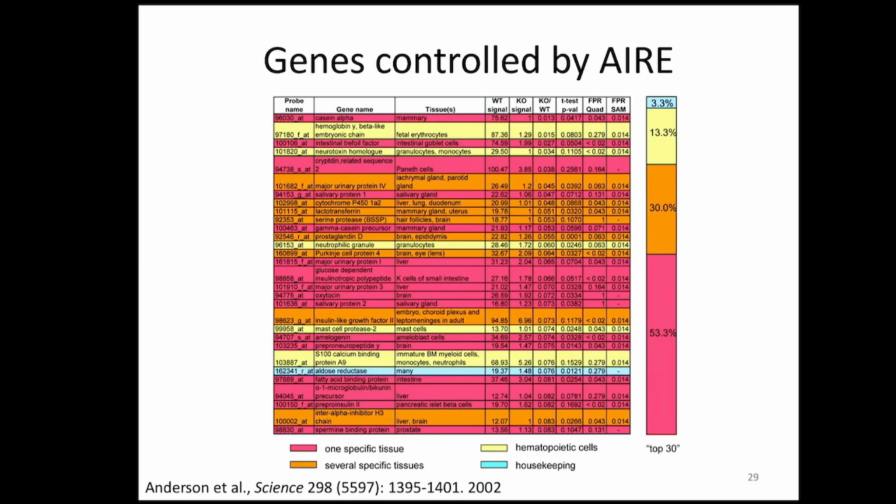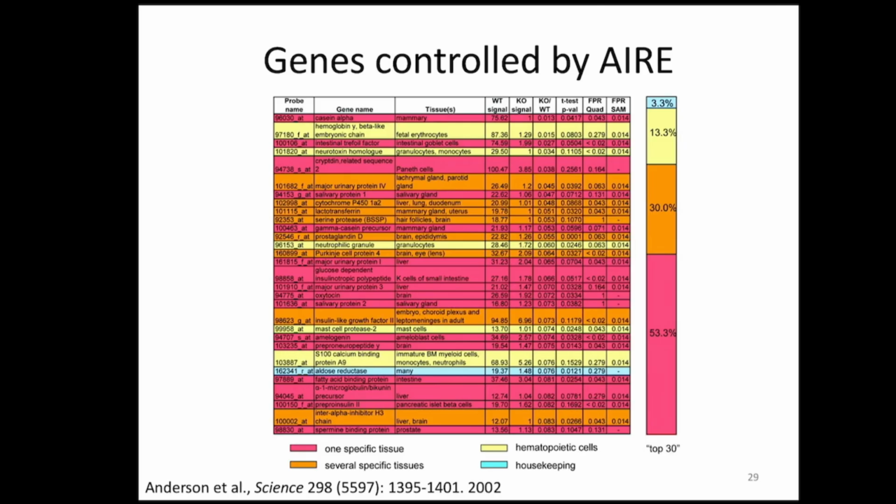So AIRE allows the thymus to make pre-proinsulin so that T cells can be tested against insulin. AIRE allows the thymus to make pre-pro-neuropeptide Y, and all of these other types of things that might be found only in one tissue. AIRE was first described in a group of patients who don't have it.